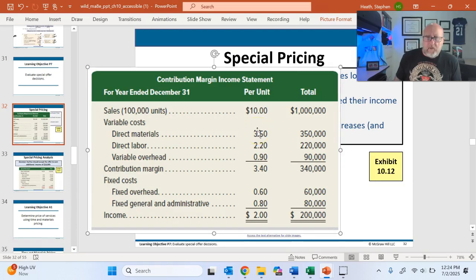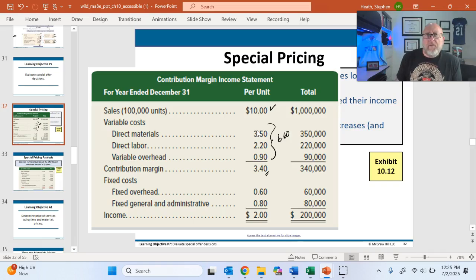Let's say we typically sell our units for $10 per unit, and the variable manufacturing costs are $6.60 per unit, and therefore we have a contribution margin of $3.40. Then we have fixed overhead.